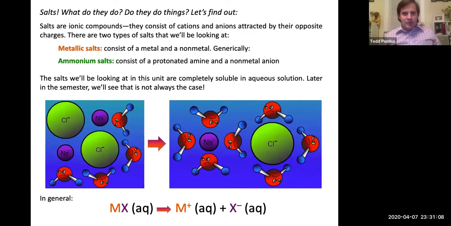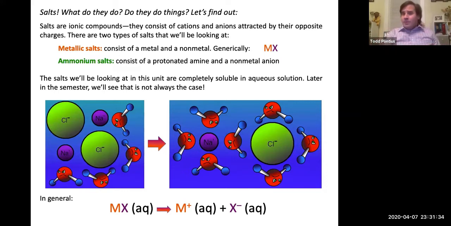So, salts, what do they do? Do they do things? Let's find out. The answer, yes. Yes, they do. And generally, we can classify salts into two very broad categories. Metallic salts are a classic example that we've looked at all throughout the semester, where you have a metal and a non-metal, or a collection of metals and non-metals together. So generically, we'll just call it MX, where we have some metal M and then some non-metal X.